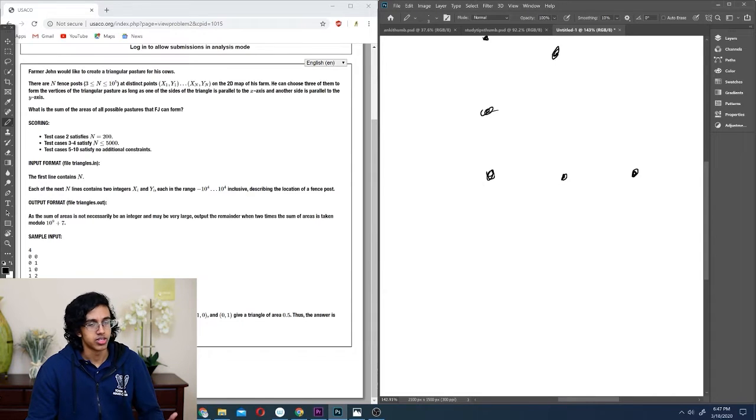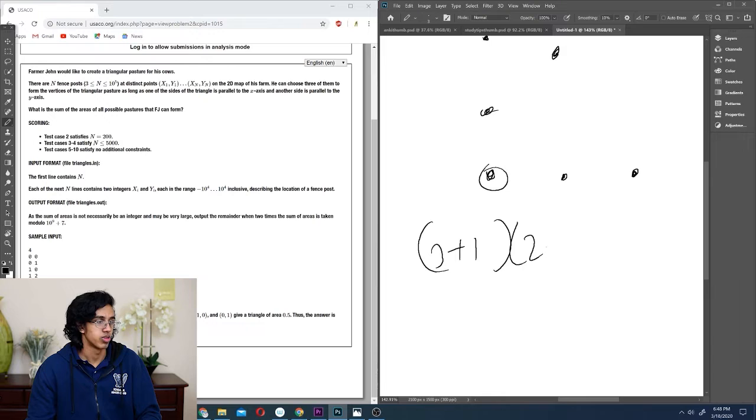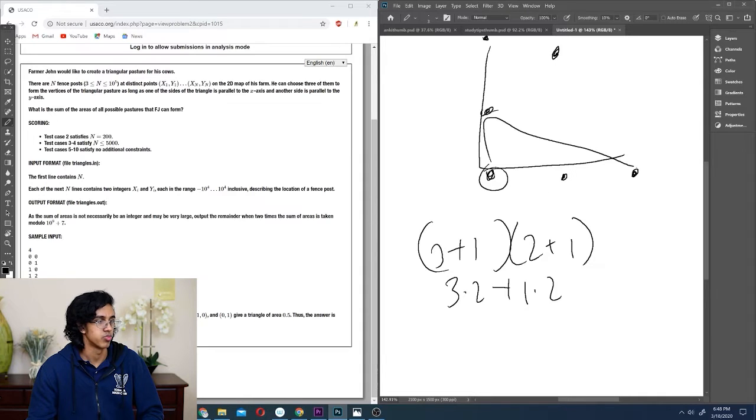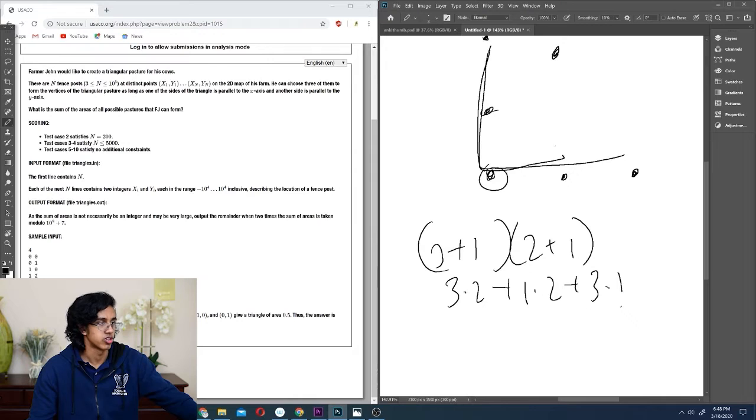So basically, 2 times all the areas that have a corner at this point is just going to be (3 + 1) times (2 + 1). Because then you get the 3 times 2, which is this big boy triangle. You get the 1 times 2, which is this big boy triangle, and then you get 3 times 1, which is this tall boy over here, and then lastly you get 1 times 1, which is the smallest one here.